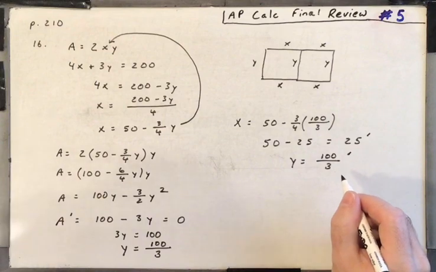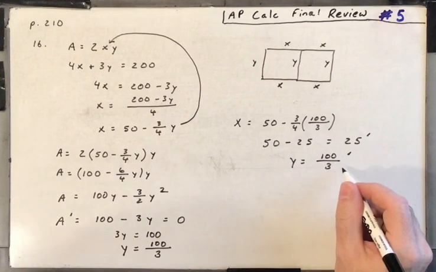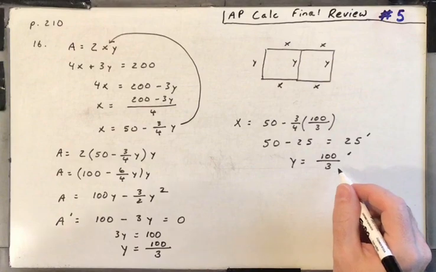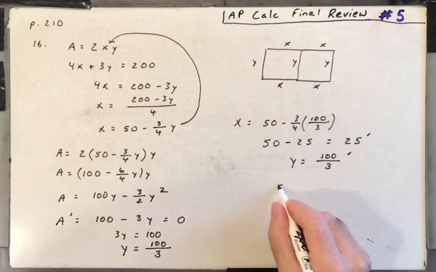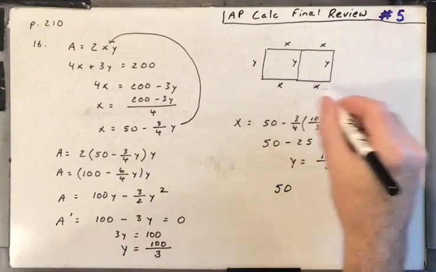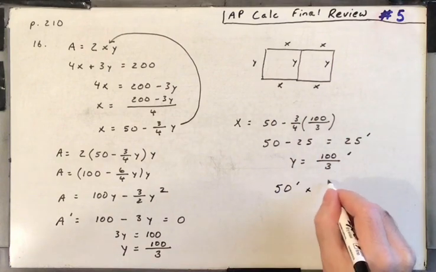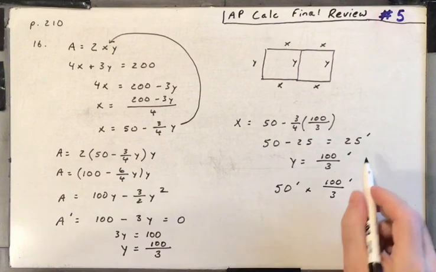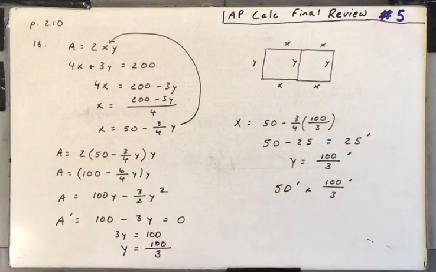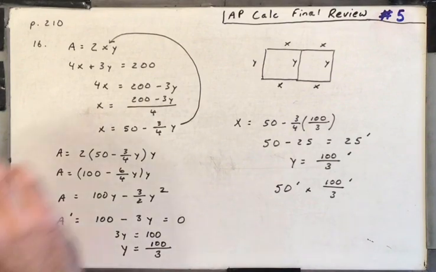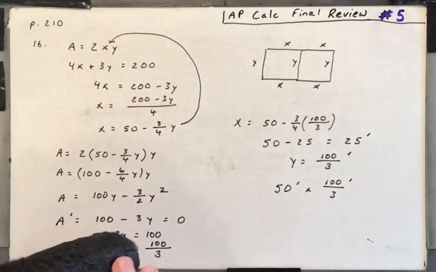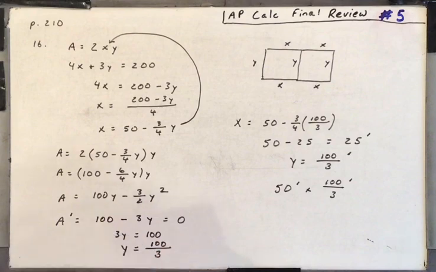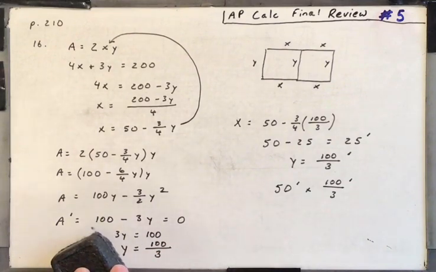So that is the dimensions that should be used to maximize the area. So it would be the total dimension, since there's 2x, it's 2x by y, to be 50 times 100 over 3 for the entire corral, and each pen would be 25 by 100 over 3. All right, that is number 16. You should, of course, maybe work some from 15, 17. Let's try number 22.